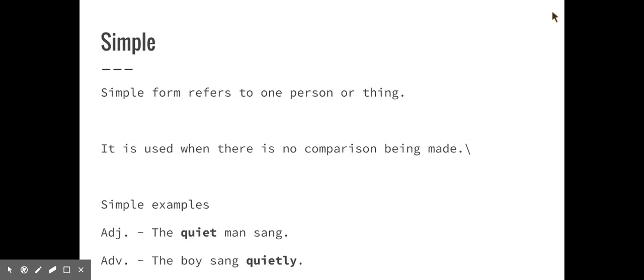Remember, the simple form refers to one person or one thing. In English, remember we always talked about simple as being one. It is used when there is no comparison being made. Some examples would be quiet and quietly. So the adverb quietly indicates just one person is doing it, or one thing. And then the adjective quiet, in describing the man, it's just describing the man, not the man versus anybody else.